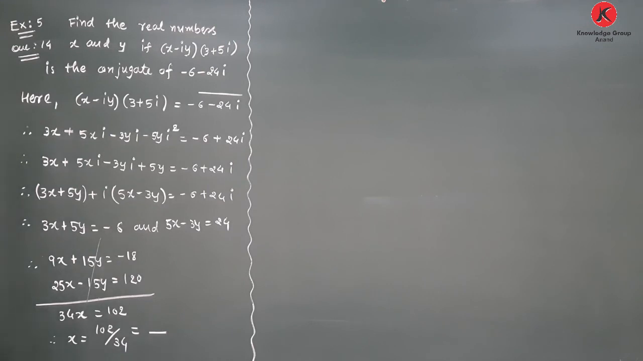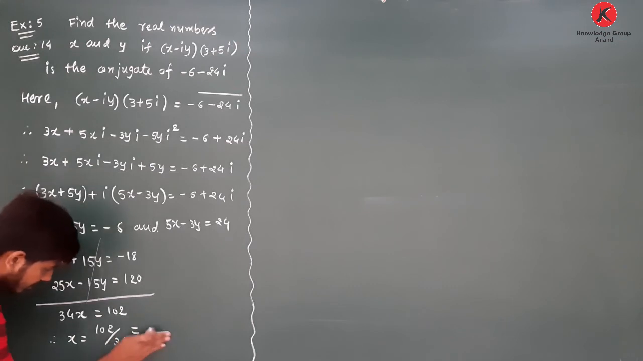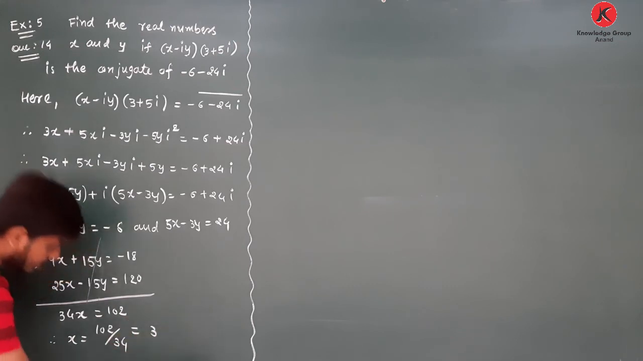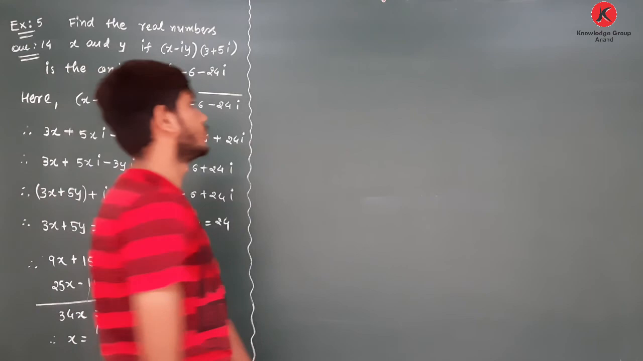Clear? Let's check. 4 3s are 12. 34 3s are 102. 30 3s are 90, and 4 3s are 12. 90 plus 12 is 102. This is okay. So x will be equal to 3. 34 3s are 102. Okay.